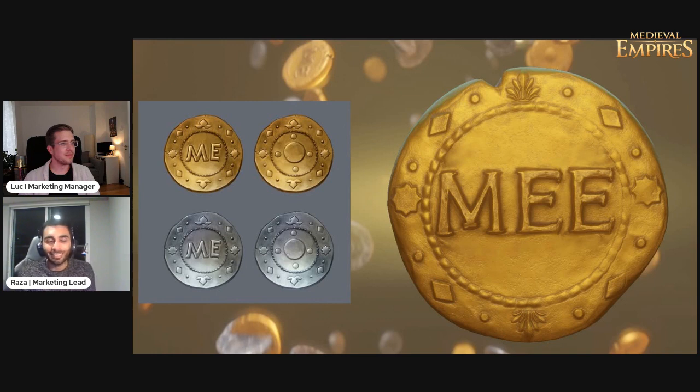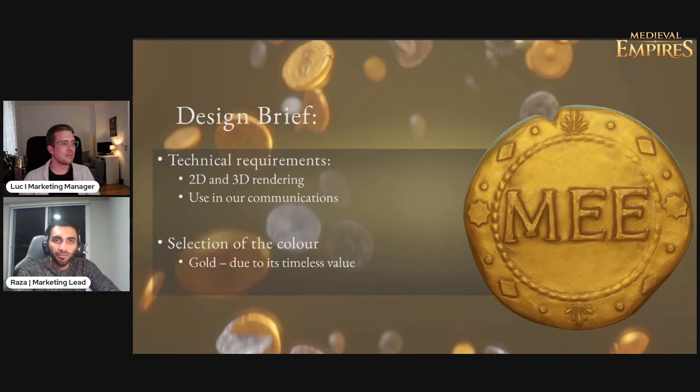So that's a very brief design progression of how the Me token came into being. But there were some other specifications. As a modern game, we also need to understand where this token design was to be used. We had to make sure that as the marketing team, we were aware of where we are going to use it once it's done.